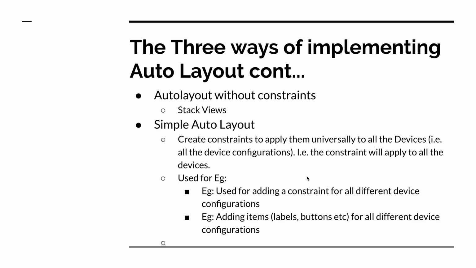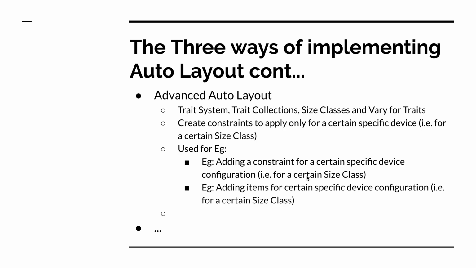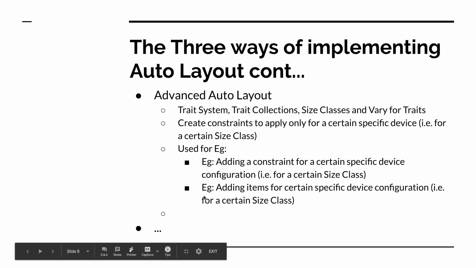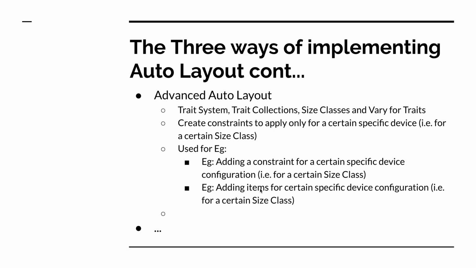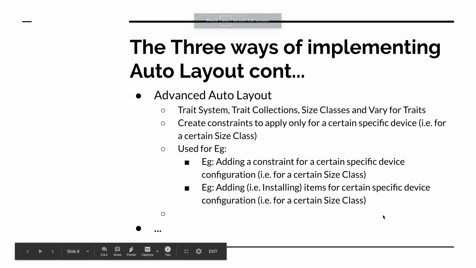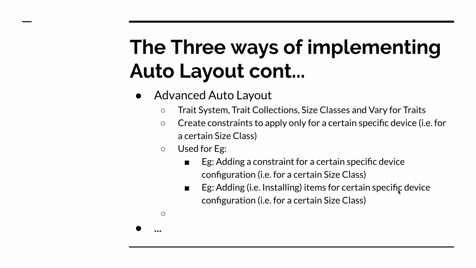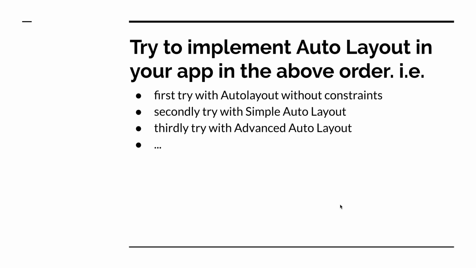So overall, this is the summary. We discussed advanced auto layout, and it's very important in advanced auto layout. Look at the second example, right? You can add items for certain configurations. Adding items means you are installing items only for a certain specific device configuration. That's the beauty of advanced auto layout, such as that red color label. That red color label I added is an example of adding or installing items for a specific device configuration, guys.